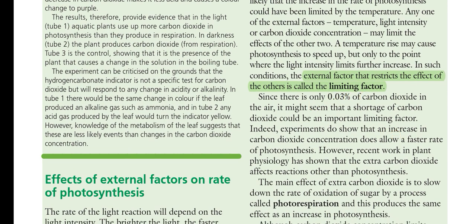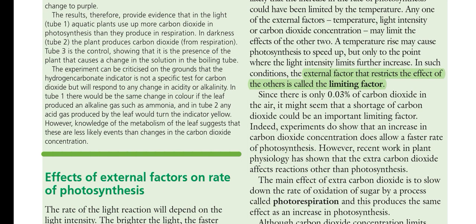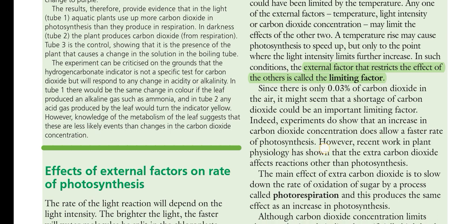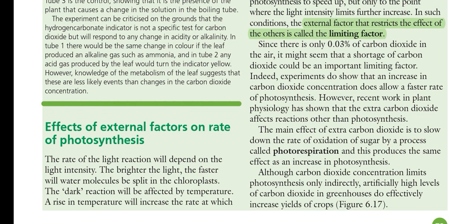Since there is only 0.03% of carbon dioxide in the air, it might seem that a shortage of carbon dioxide could be an important limiting factor. Indeed, experiments do show that an increase in carbon dioxide concentration does allow a faster rate of photosynthesis. However, recent work in plant physiology has shown that extra carbon dioxide affects reactions other than photosynthesis. The main effect of extra carbon dioxide is to slow down the rate of oxidation of sugar by a process called photorespiration, and this produces the same effect as an increase in photosynthesis.